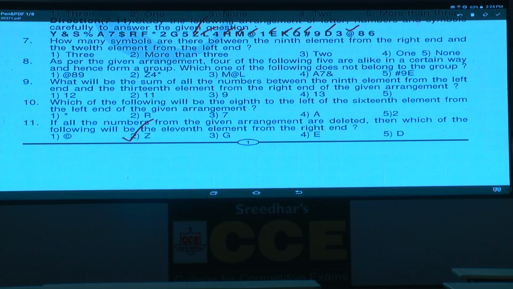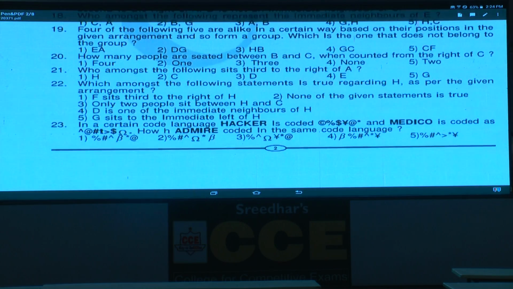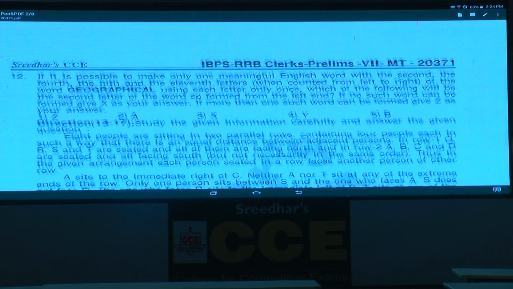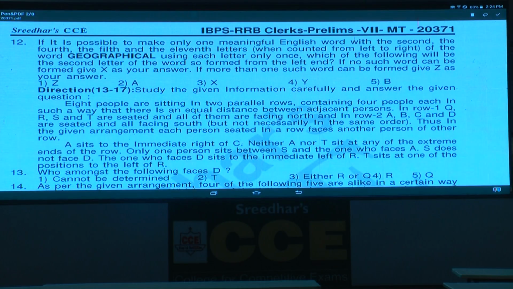Question number 12. It is based on word formation. In this word formation, if it is possible to make only one meaningful English word with the second letter, what is the second letter here? The second letter is E. The fourth letter is G. Second, fourth, and the fifth one. The fifth is R.